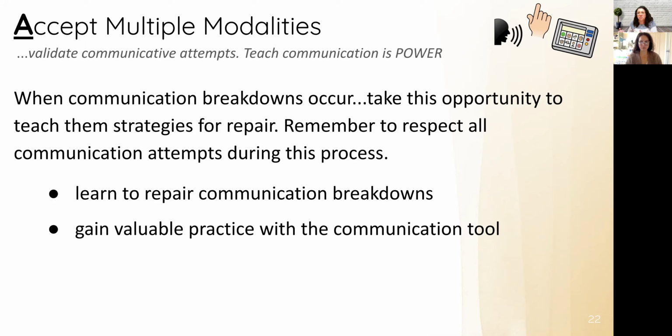They may choose to use another way, and that's okay. But we also need to remember that we need to do it on their AAC system so that they know how to do it on there as well.